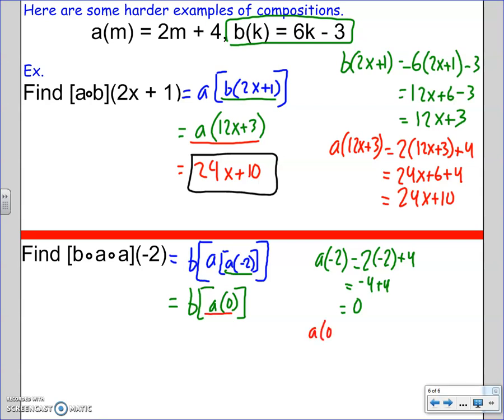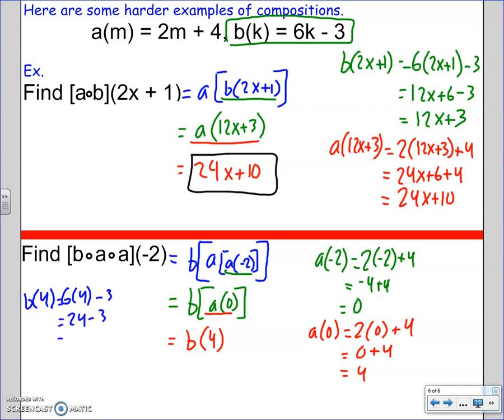So A of 0 means go to equation A, plug in 0 for the letter M. 2 times 0 plus 4. That's 0 plus 4, that's 4. So I plug that in. Now we're at B of 4. So last I gotta do that part. I'll go over on the left. So B of 4 means go to equation B, plug in 4 for the letter K. 6 times 4 minus 3. 24 minus 3, that's 21. Place 21 right here. So that's my final answer.